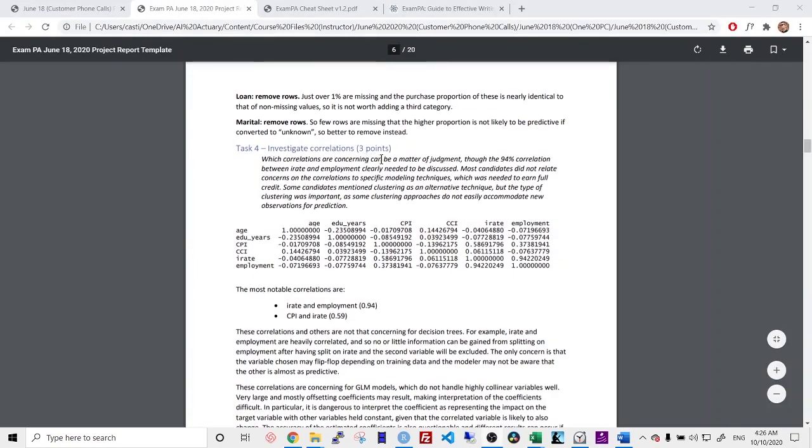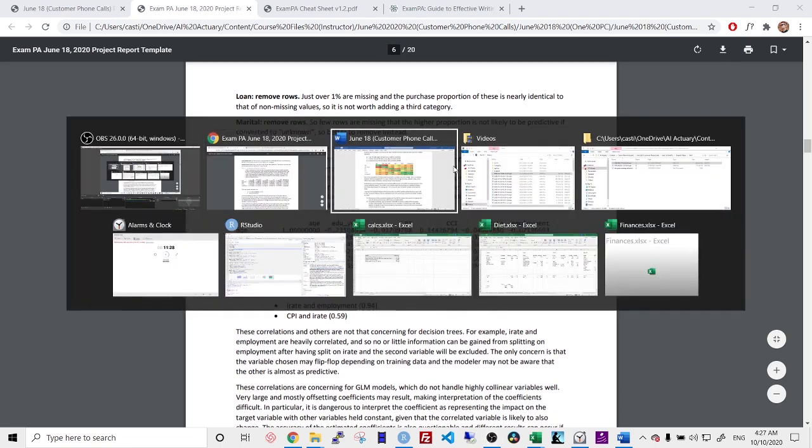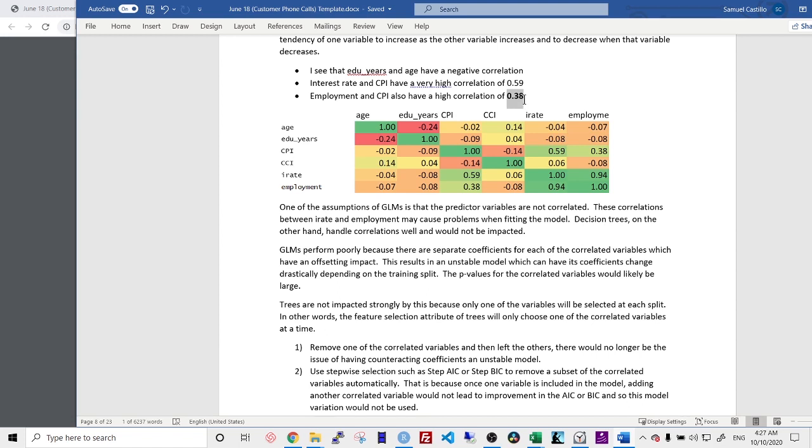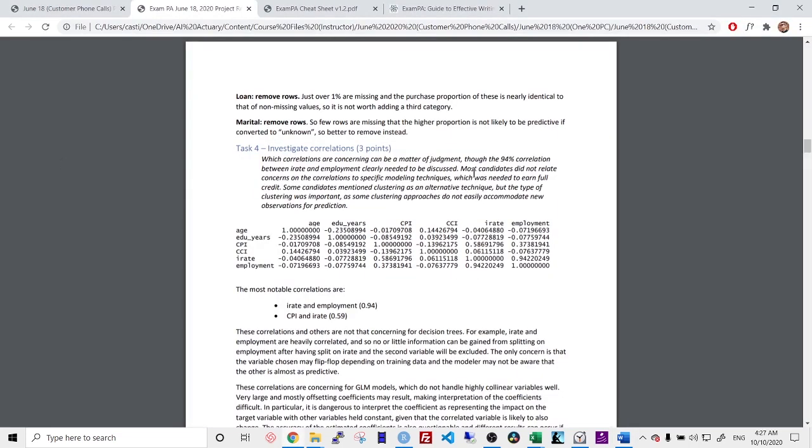Which correlations were concerning can be a matter of judgment, though the 94% correlation between I-rate and employment clearly needed to be discussed. I made a mistake here. When I was writing the report, I actually wrote 0.38 instead of 0.98. This definitely would have cost me some points on the question because they specifically say that the correlation of 0.98 is mentioned. It was common to not relate the correlations to specific modeling techniques, which was to look at the decision tree versus the GLM.